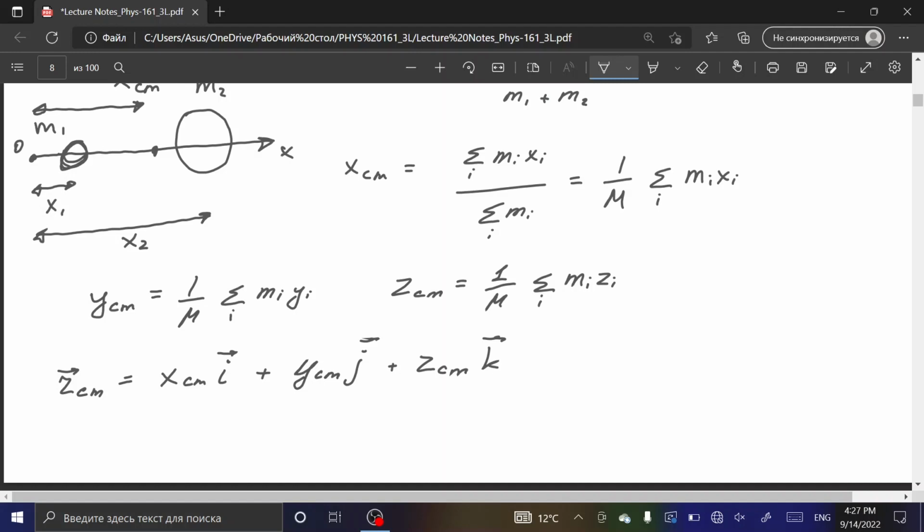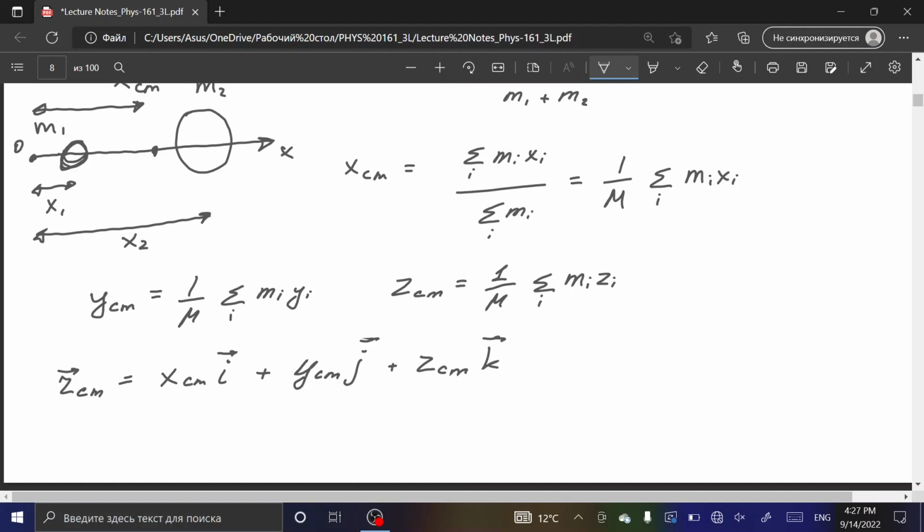However, that's not only the case. It could be that we have a distributed body, a so-called continuous body. In this case, we don't have individual bodies which form the system, but just a single body with dimensions, size, which is big enough that we cannot consider it as a point with some coordinate x, for instance.